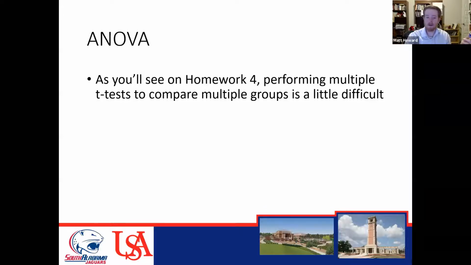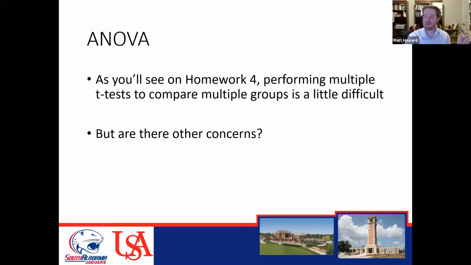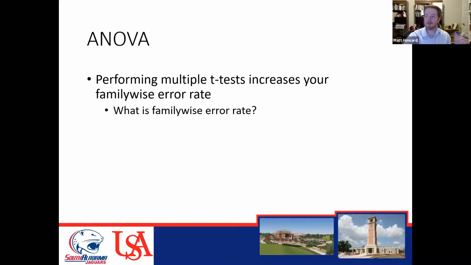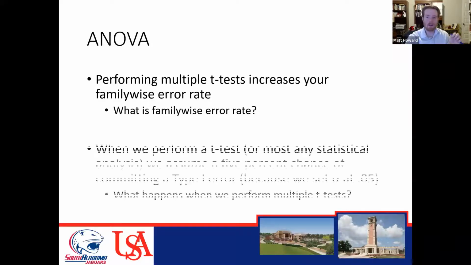However, there are other concerns with performing many 2 sample t-tests to compare more than 2 groups. The main statistical concern with that is it increases your family-wise error rate. Performing multiple t-tests to compare more than 2 groups results in an increased family-wise error rate. So therefore, what is a family-wise error rate?